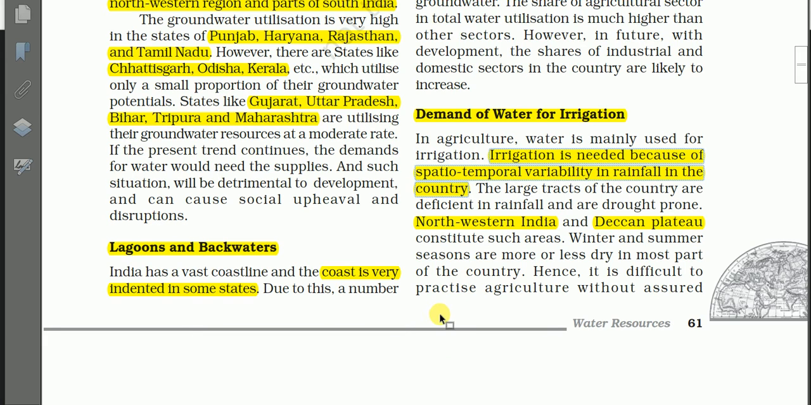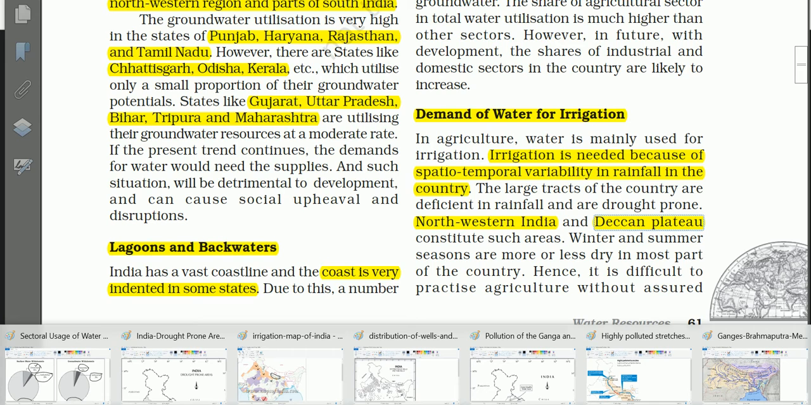Large tracts of the country are deficient in rainfall and drought prone. For example, northwestern India and the Deccan Plateau constitute such areas. That means the northwestern part of India and the Deccan Plateau are drought prone areas and deficient in rainfall, and that is why we need irrigation. We need irrigation for cultivation of crops. So here again let us examine a map.